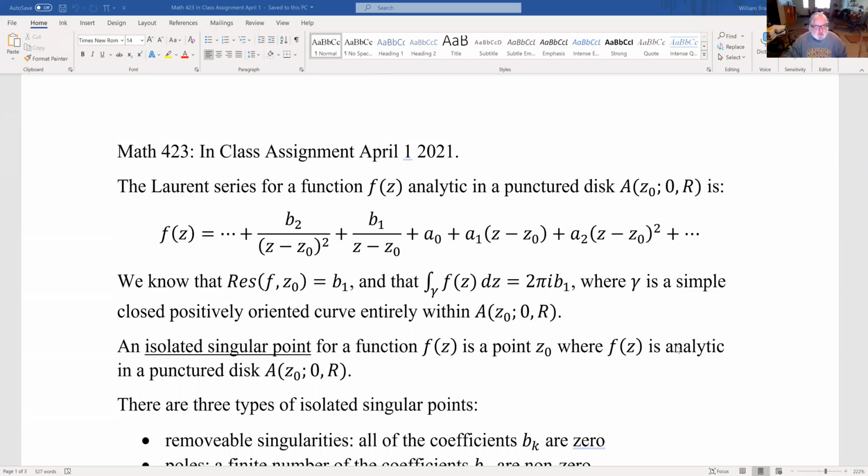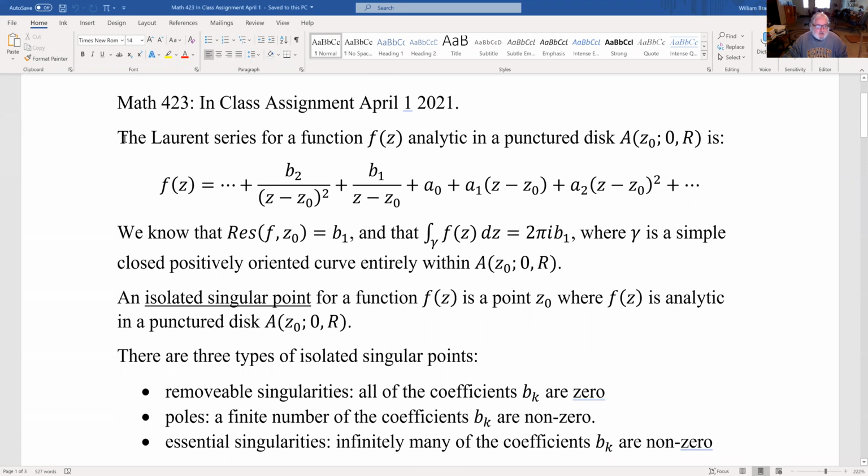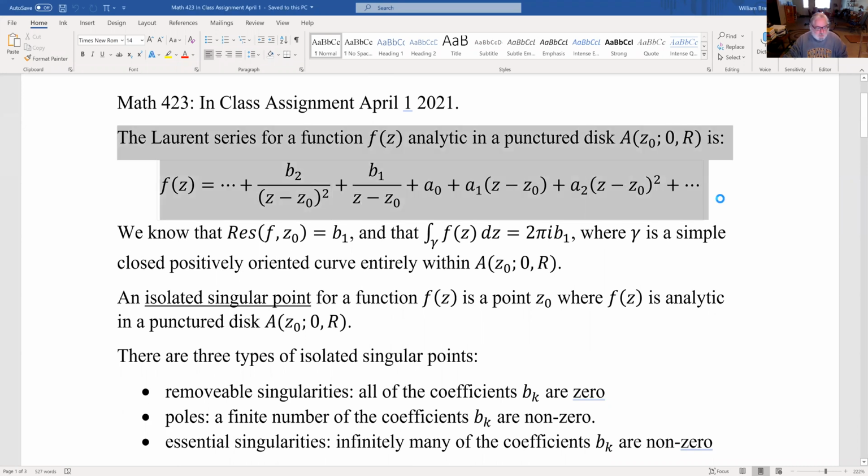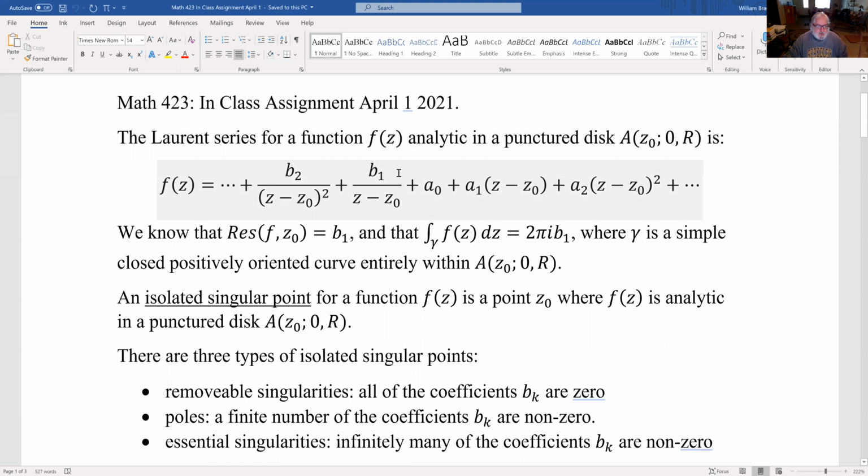Okay, and so this was the Thursday one for April 1st. Here's our Laurent series again. Residue is that term, that coefficient, integral around a curve. Gamma is a simple closed, positively oriented curve entirely within A0, and the integral is 2 pi i b1.